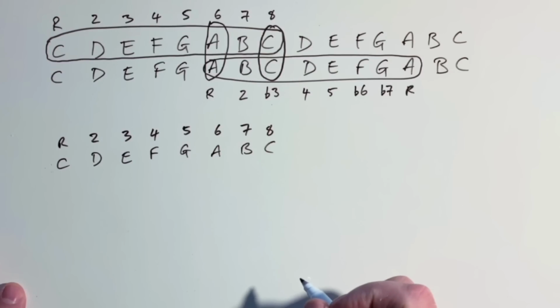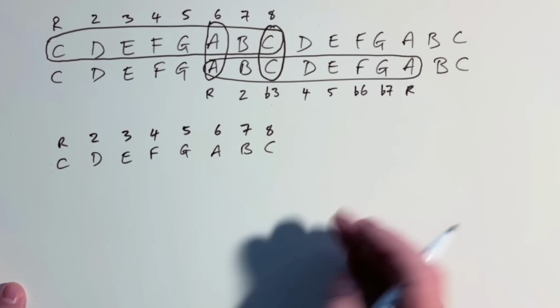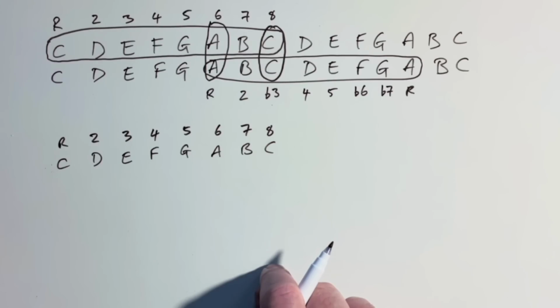When we want to apply the major pentatonic to this, then what we do is essentially we have to get rid of some of these notes. The major scale is a diatonic scale, which means it has 7 notes. We're looking at this pentatonic, which means it has 5 notes. So we have to get rid of 2 of these notes.